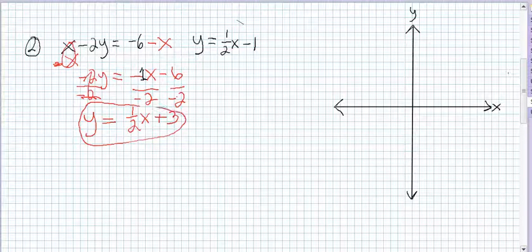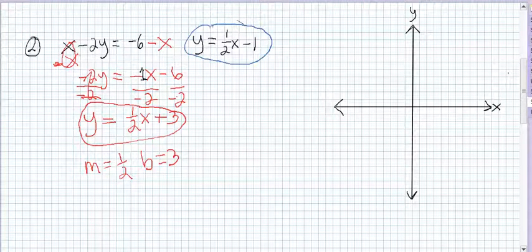Is this equation in slope-intercept form? And I tell myself, yes, it is. My m is 1/2, which is my slope, and my b is positive 3. So that's the information I have for this one to graph. So I'm going to go ahead and figure out the second equation, and then I'm going to go into my graph and graph it.